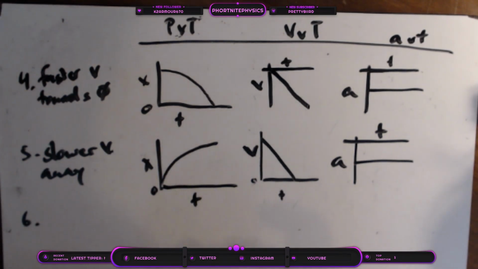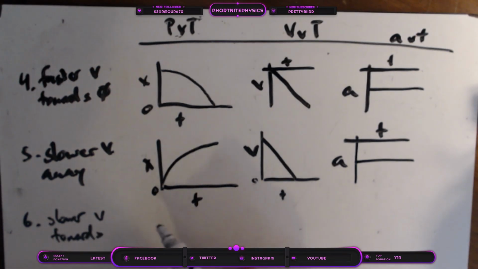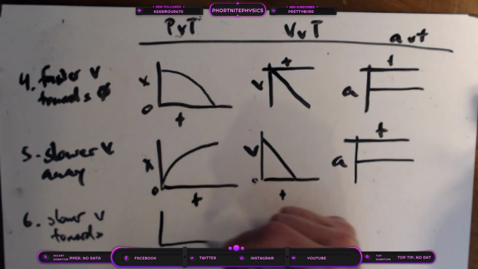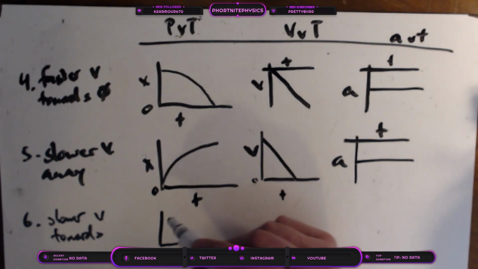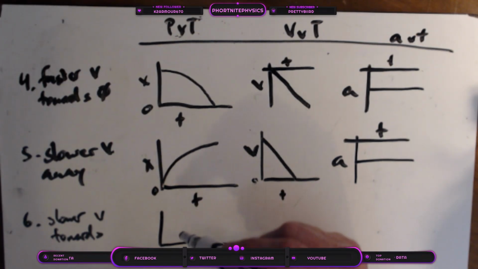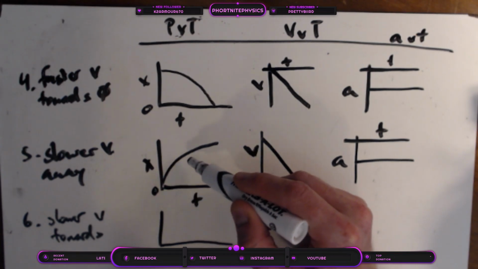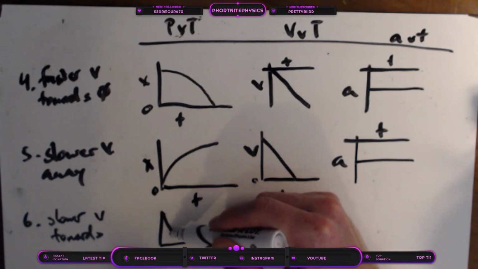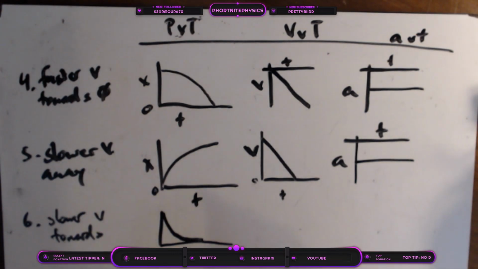Okay, now let's see if I can fit one last one on here. So slower changing velocity moving towards. Slower v towards. There we go. Now again, we are going to be moving towards the origin, just like it says, but we're going to be flattening out as we get closer and closer to the origin. That's going to be more or less the exact flip of this one, steep, and then it bottoms out towards the bottom there.